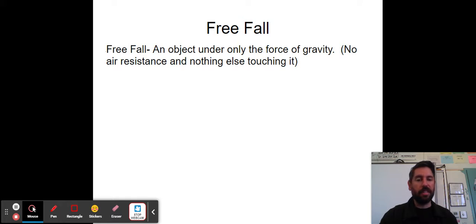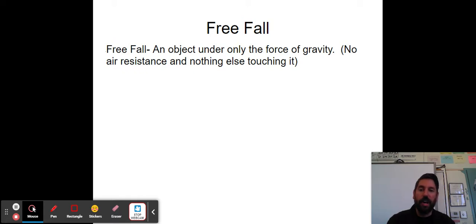So no air resistance, nothing's touching it. So typically, air resistance messes up calculations because air resistance is different for every object. The air resistance of a ball is different than the air resistance of a piece of paper. So even if they have the same mass and the same size, their air resistance is going to be different. So in order to simplify things, we look at no air resistance, nothing touching it. So we're going to make that assumption for most of our problems.